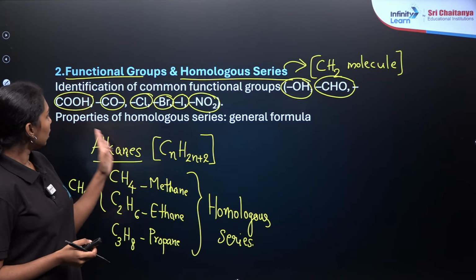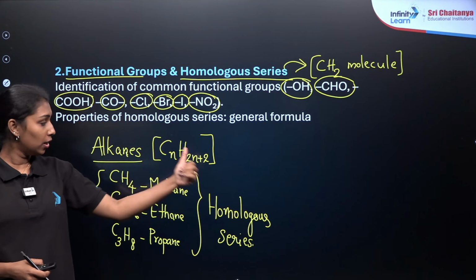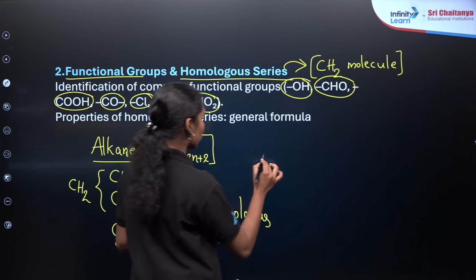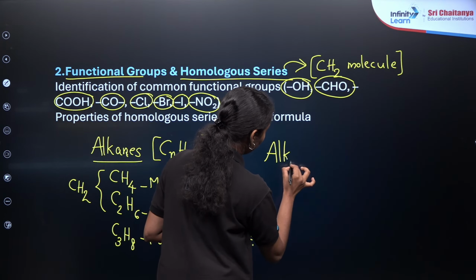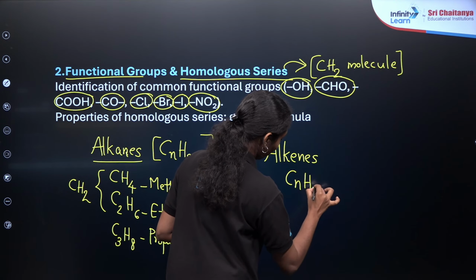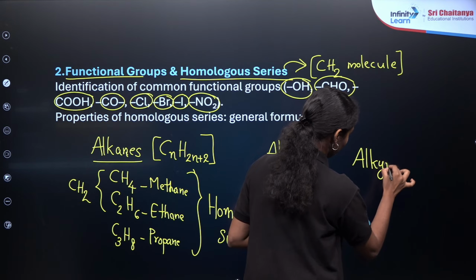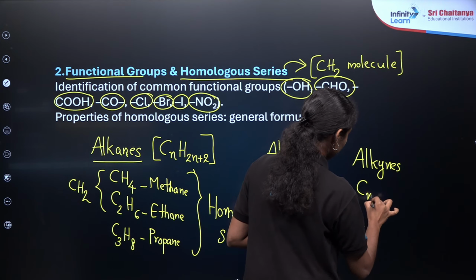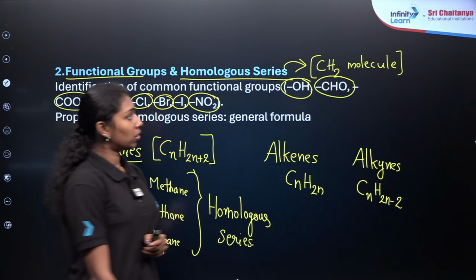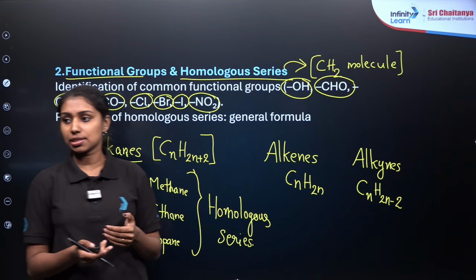And the last topic is from the properties of homologous series, especially the general formula. So for example, in the case of alkanes, CnH2n plus 2 will be the general formula. Then alkenes are the double bonded carbon compounds, and they have CnH2n as the general formula. Then alkynes have the triple carbon bond, so CnH2n minus 2 will be their general formula. So you can expect any question from this topic itself, functional groups in the homologous series.